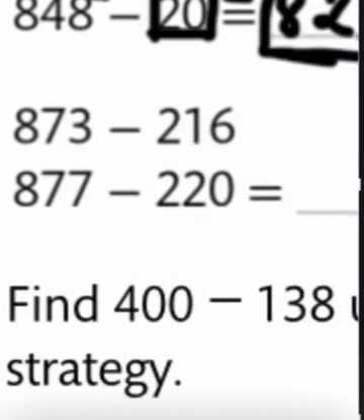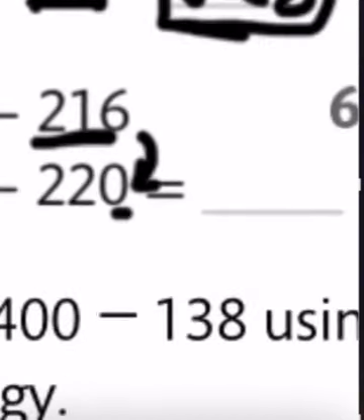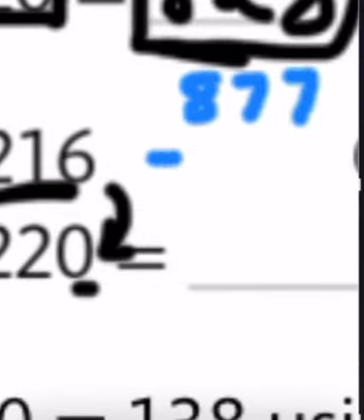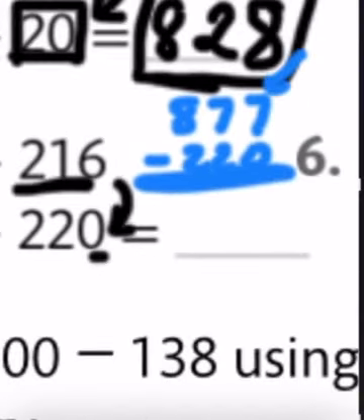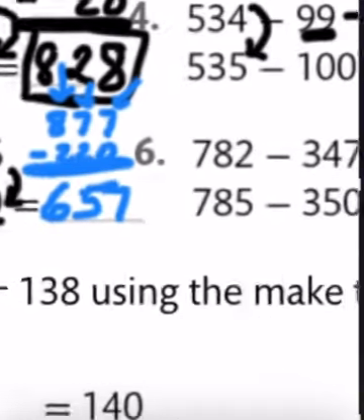Continuing that strategy, we were subtracting 216. It's easier to end in a 0. So they added 4 to get to 220. We have to add 4 to this, which gets us to 877. And now we can solve that much easier. 877 minus 220. Do our ones column first. 7 minus 0 is 7. Tens column is next. 7 tens minus 2 tens is 5 tens. Hundreds column finally. 800 minus 200, 657 then is our answer.